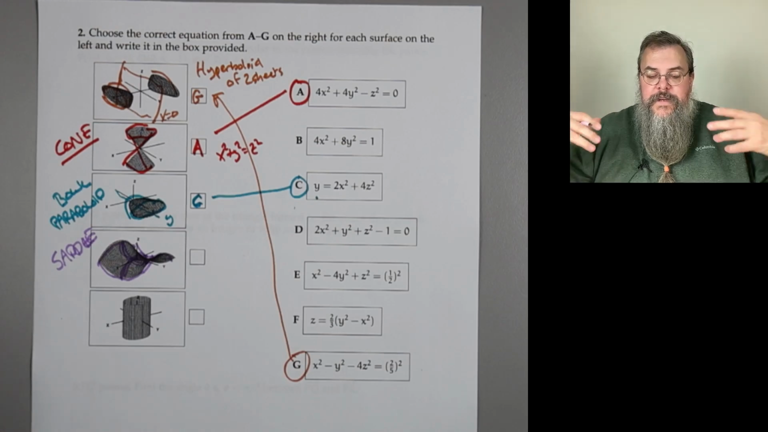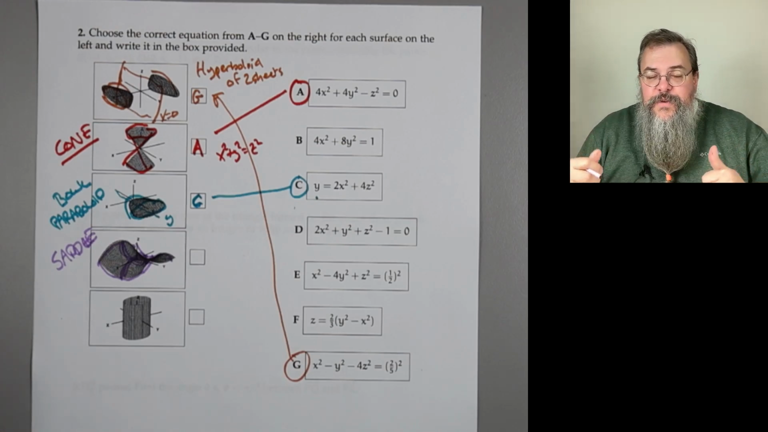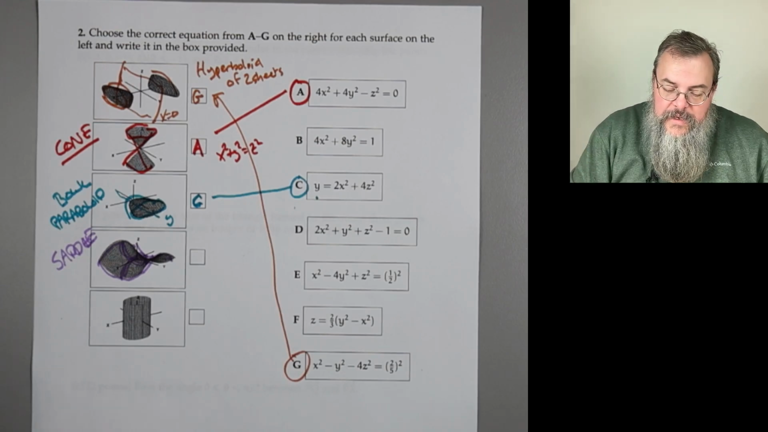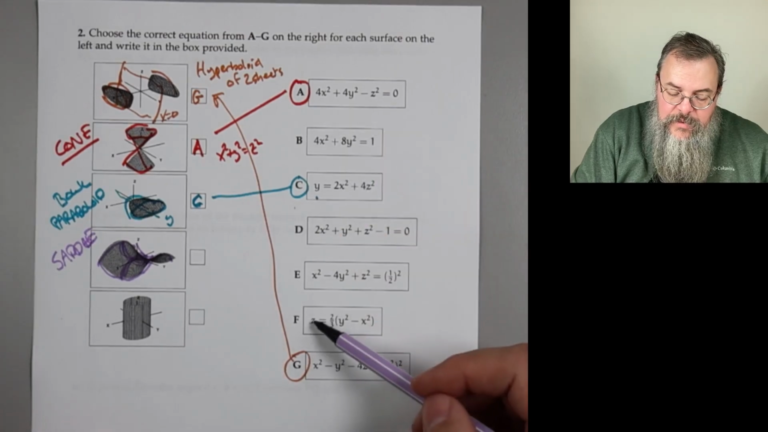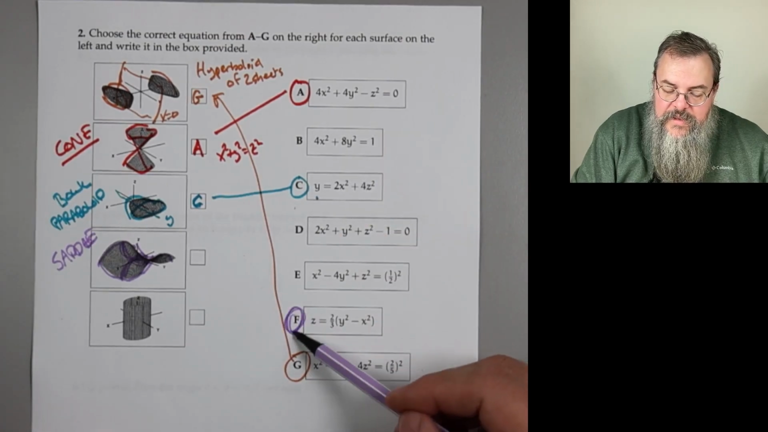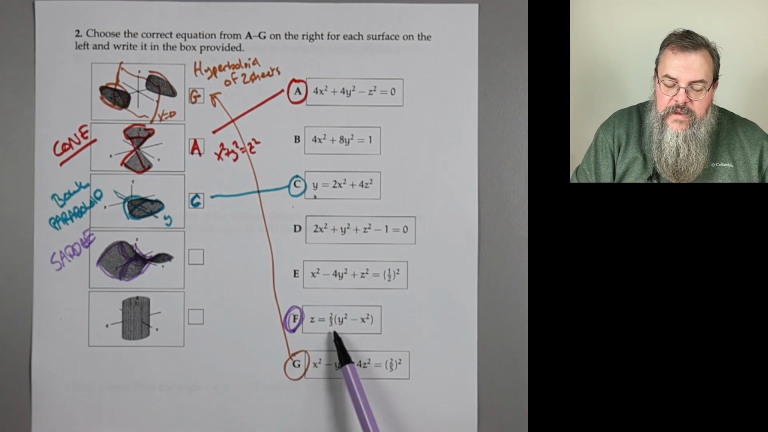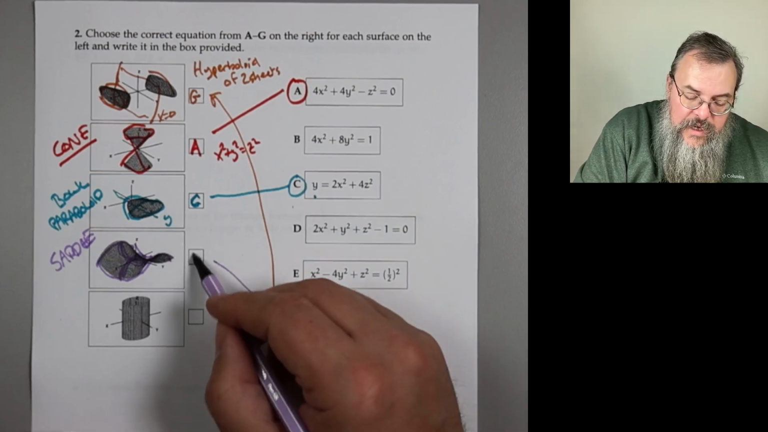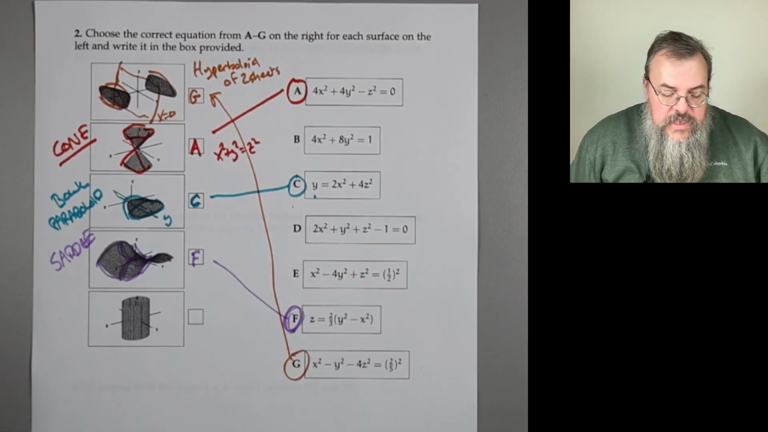So we're looking for one thing that's not being squared, and the other one is a plus square and a minus square. Now we already talked about, this was the other place where we could see parabolas, and notice how we have z is a positive thing squared and a negative thing squared. So that must go there. G, A, C, F.